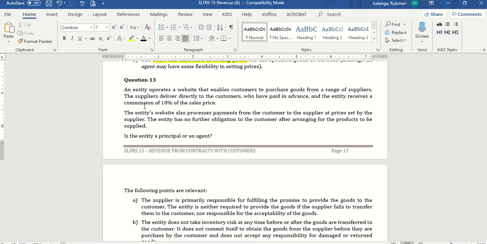Yes, it seems it's the principal. Why? The first thing is the entity operates a website for customers to purchase from the supplier. The supplier delivers directly to the customer. The supplier is the one who delivers the product to the customer. So he has the promise. He is the one who promised to deliver and is responsible to the customer, right? Second one, you can remember.